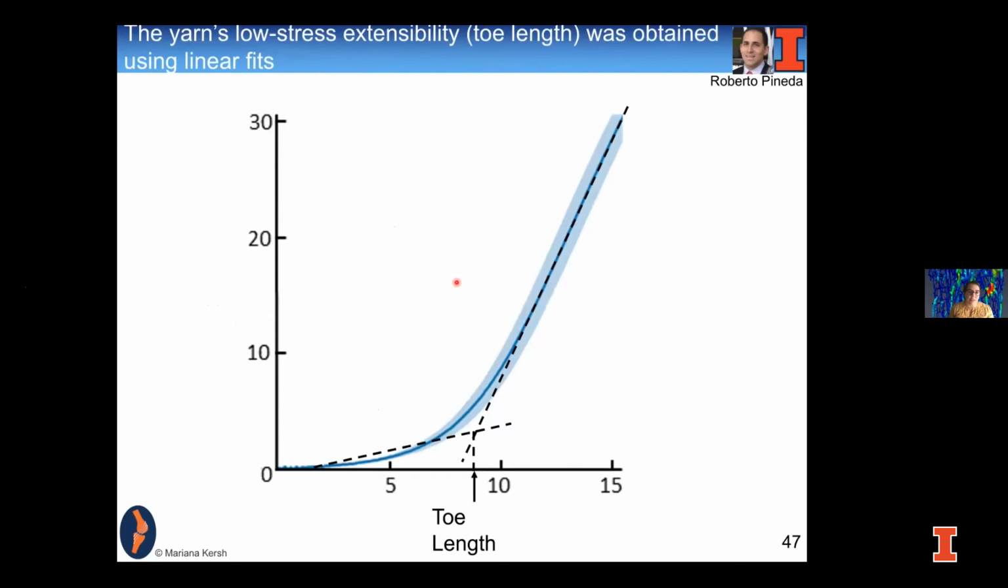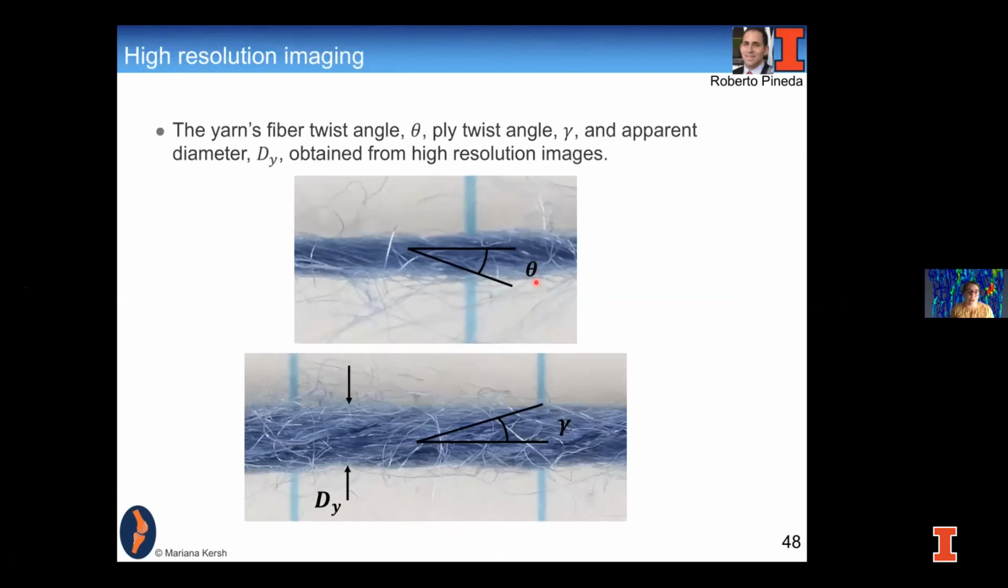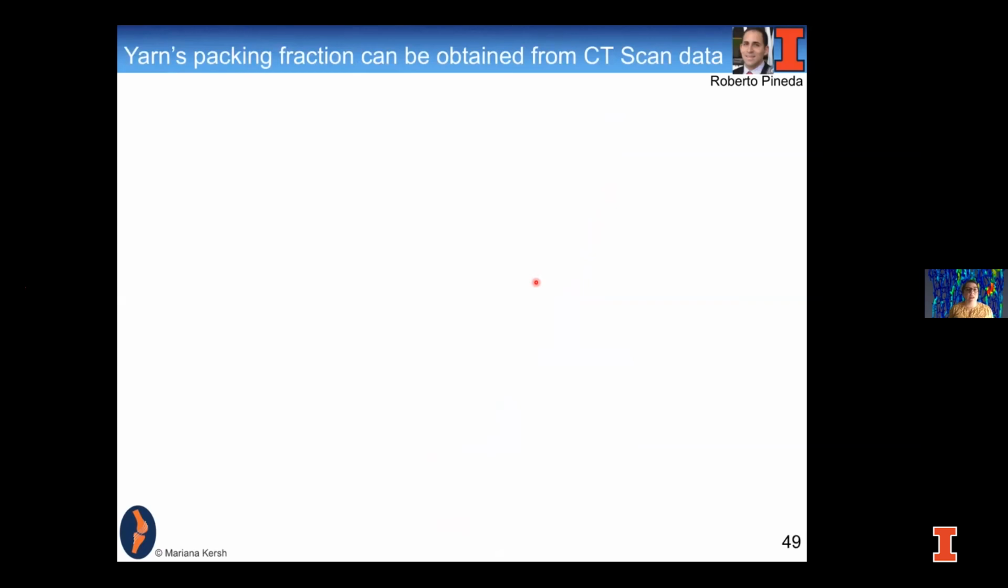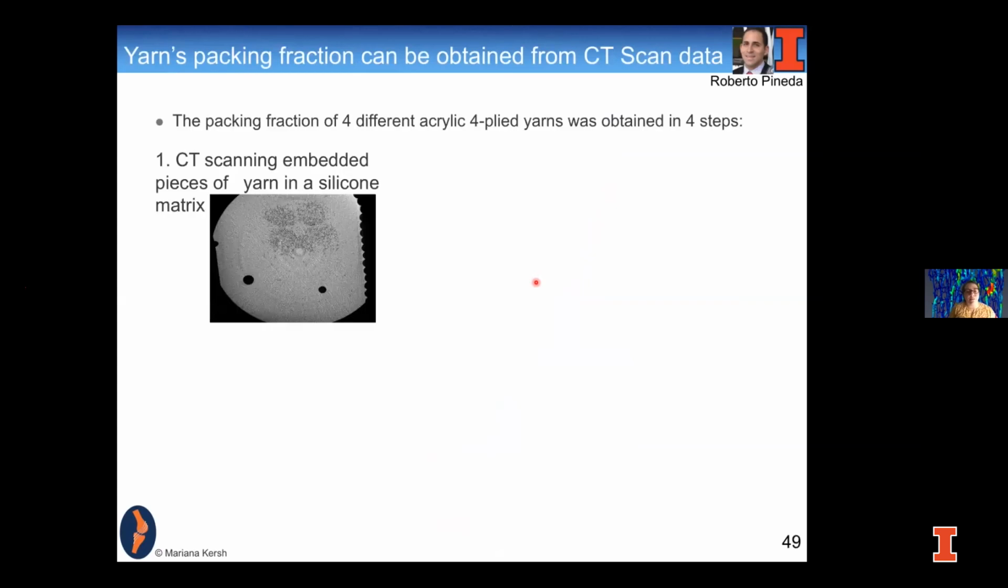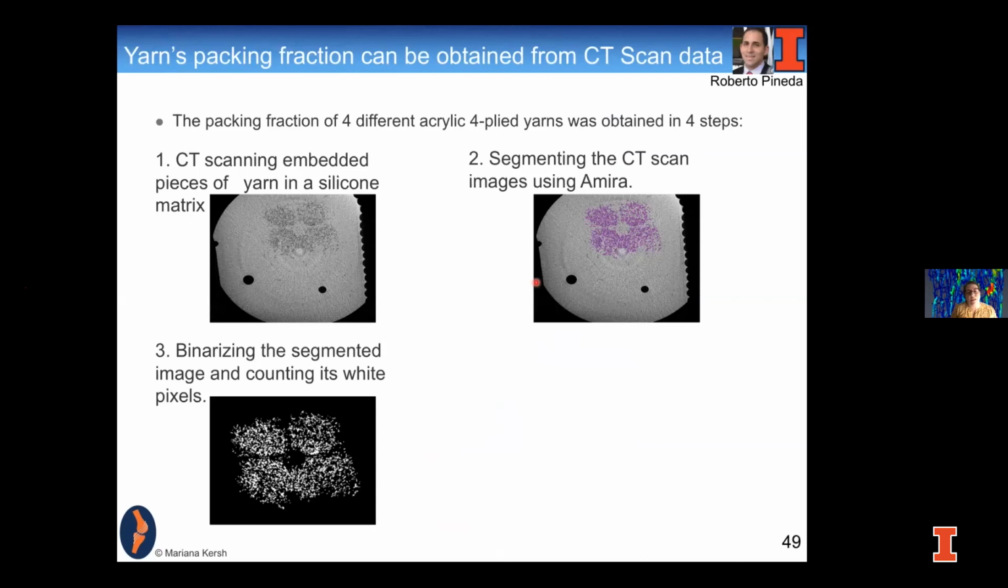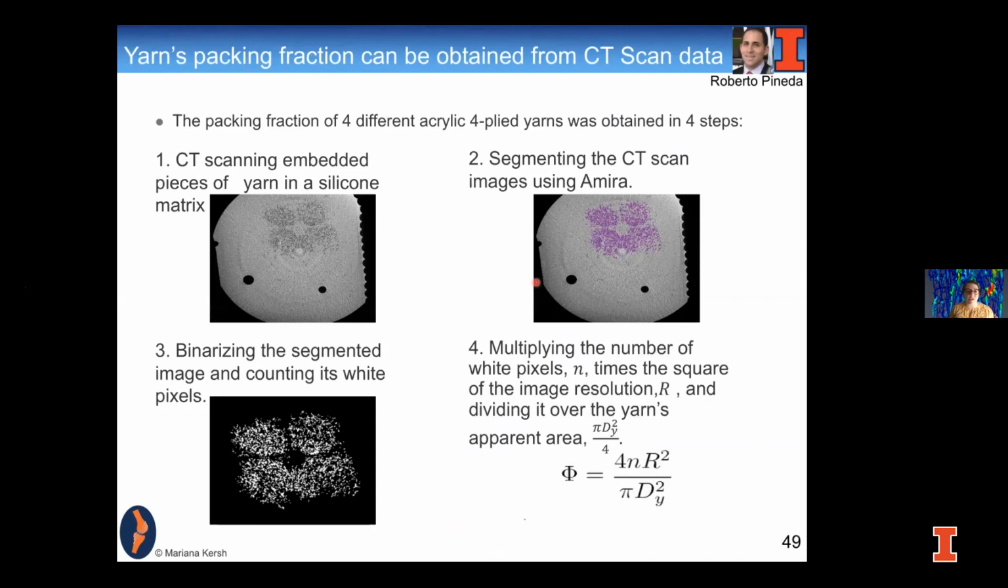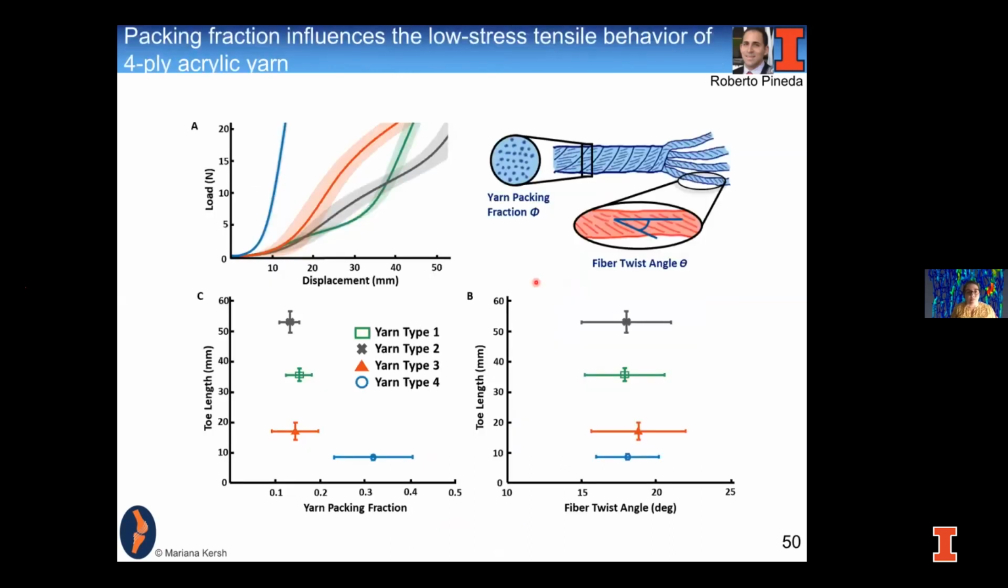So here's, again, an example of the stress-strain curve where we looked at both the toe region, the initial low stiffness region, and then this high stiffness region called the heel region. And then we started imaging our yarn. So we measured the fiber twist angle, the apparent diameter, and the ply twist angle. So there's twisting upon twisting in this case. We then micro-CT'd the yarns by embedding them in silicon and then analyzing the data to actually get some of the packing fraction values.